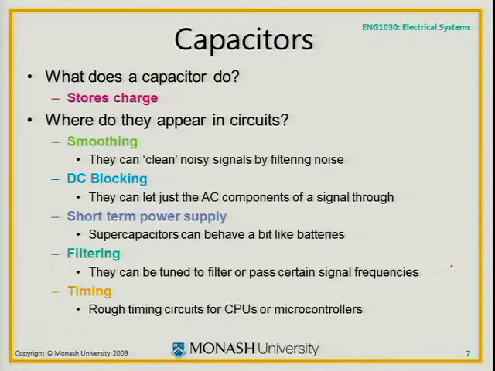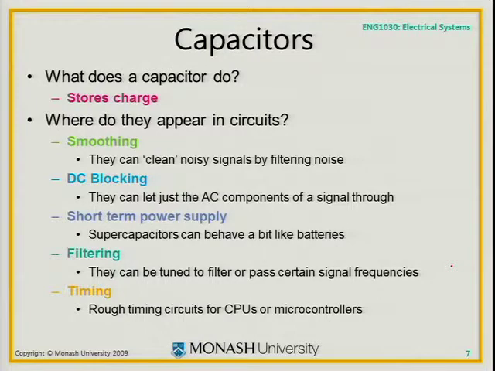So a capacitor stores charge. You can use it for smoothing. They can clean noisy signals by filtering noise. DC blocking, just letting AC components through. Because they store charge on some plates, it's a little bit like a short-term battery. It can store energy for you and then release it later on.